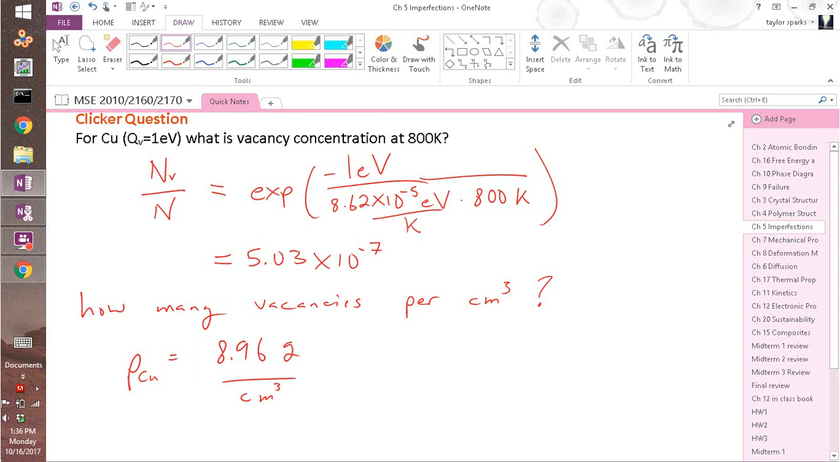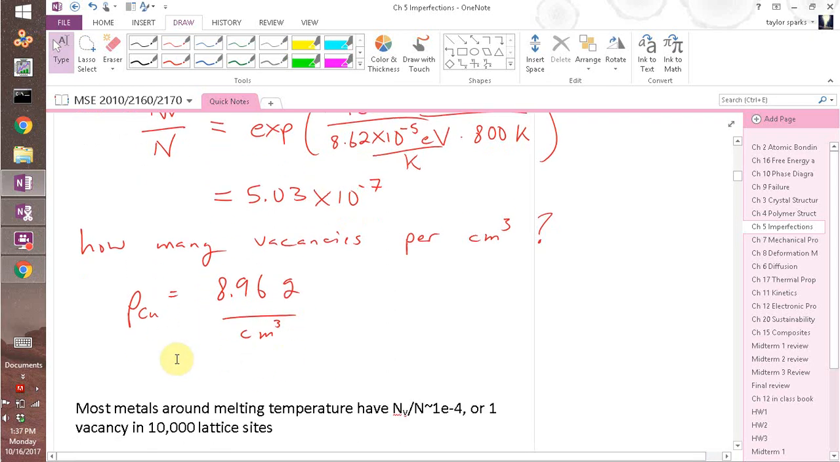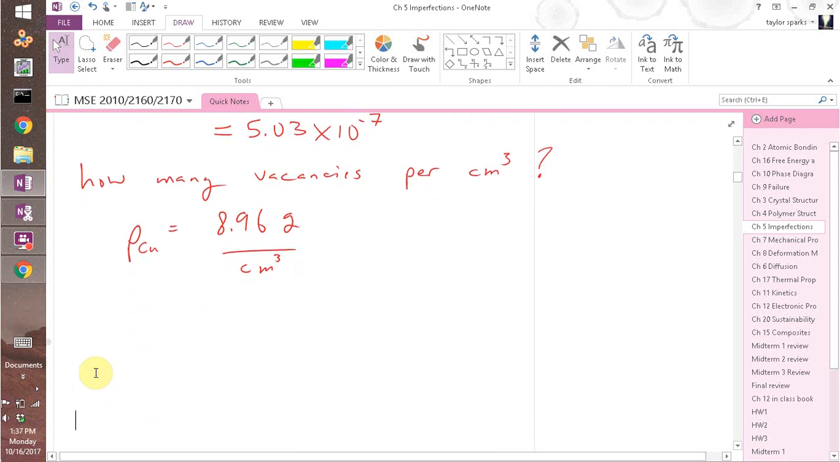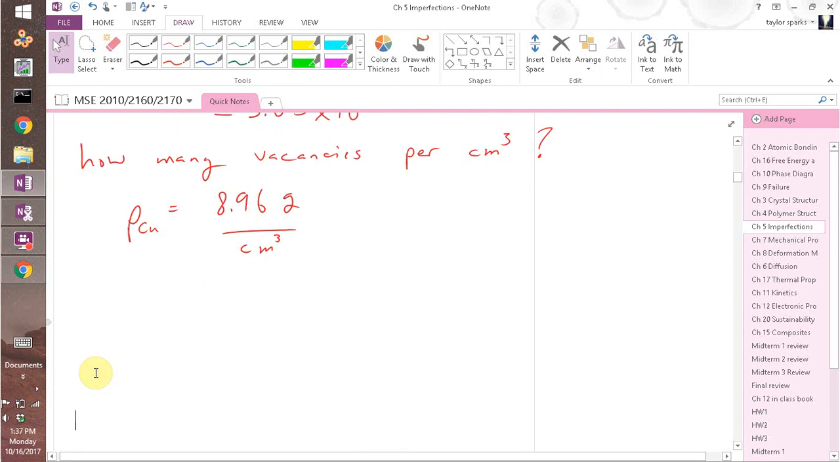You're trying to figure out how many vacancies there must be per centimeter cubed. Yeah, Elise? Can we calculate the theoretical mass? Yeah, let's go back to copper in its lattice, which I think we already showed you guys. Copper is face-centered cubic, right?